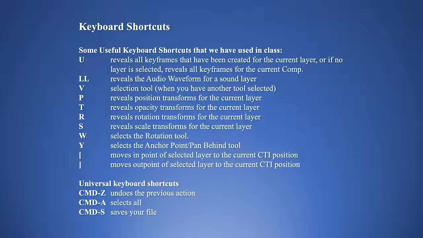The open bracket moves the start point of the selected layer to the current CTI position. So you can put your CTI somewhere on your ruler and press the open bracket, and whatever layer you have selected will move to start there. If you have several layers that are selected, they'll all move to start there. The closed bracket moves the out point of the selected layer to the current CTI position. So you would move the end of that layer to where your CTI is.